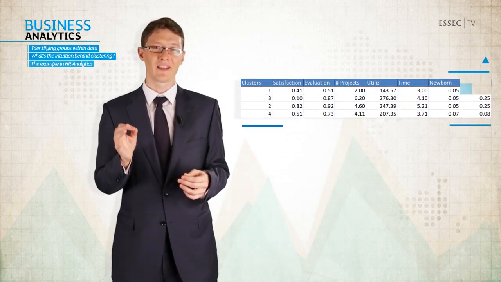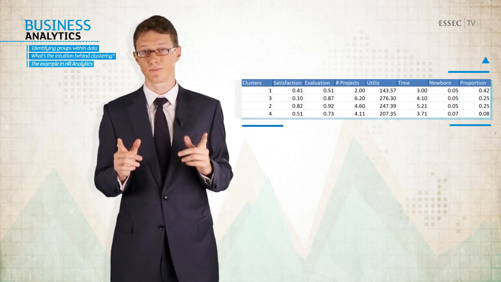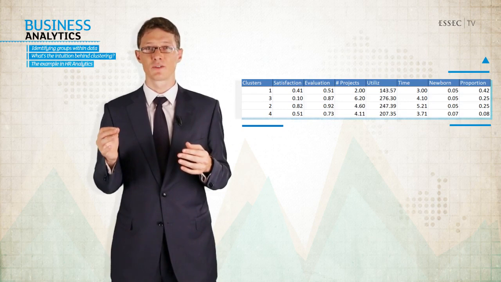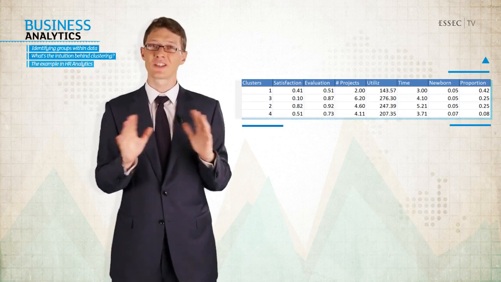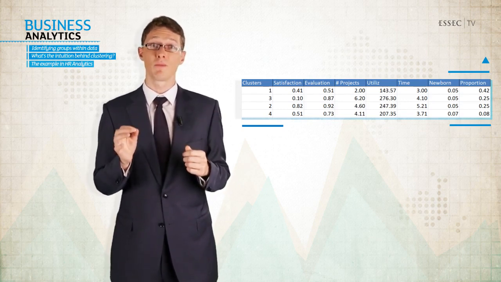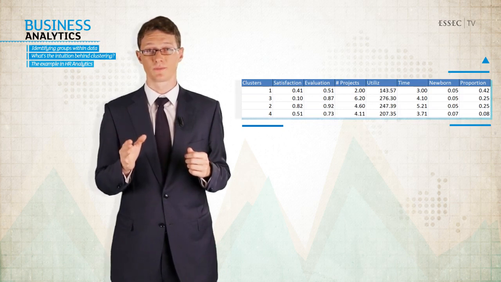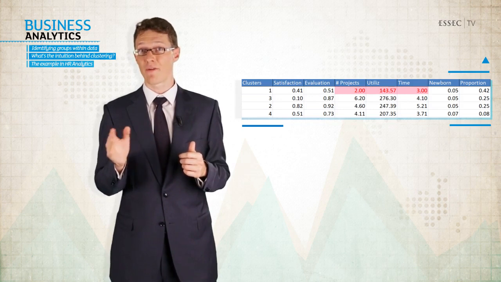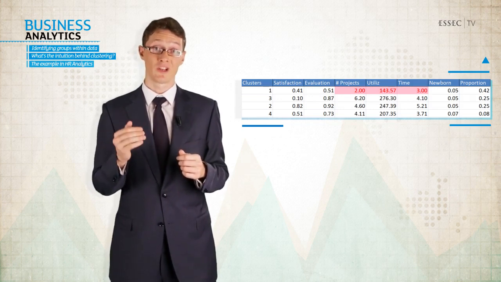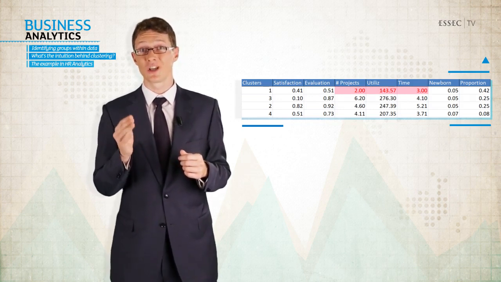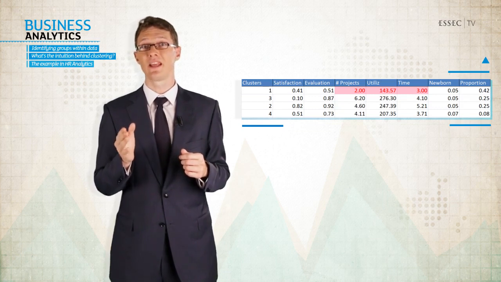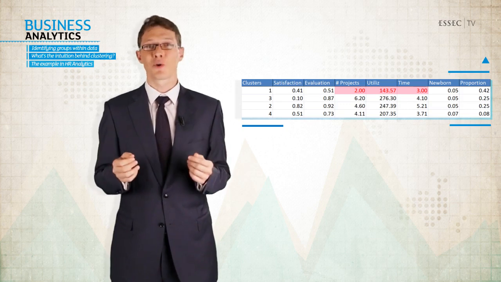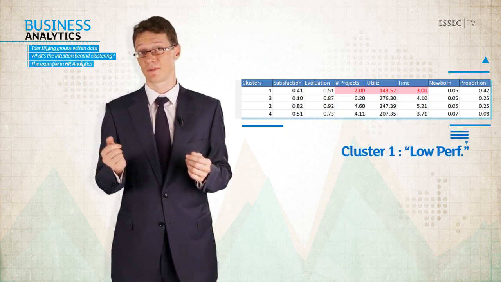We need to understand how the segments are different. We could do an ANOVA, an analysis of variance, to be systematic. But let's just try to visualize the most noticeable differences with colors. The first segment didn't do many projects on average and was underutilized. It's also a segment where employees have been in the company for a shorter time than the average. Let's call them the low performer segment.